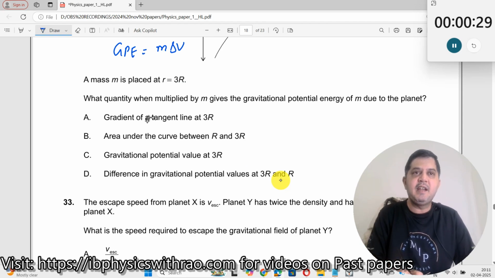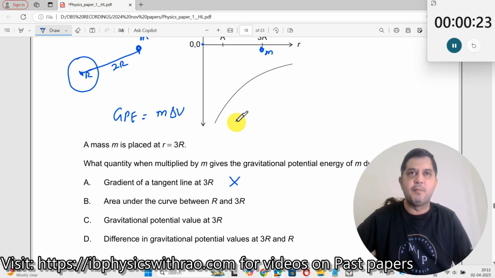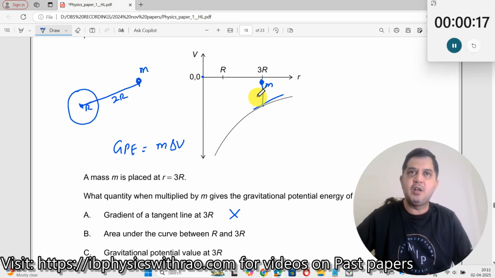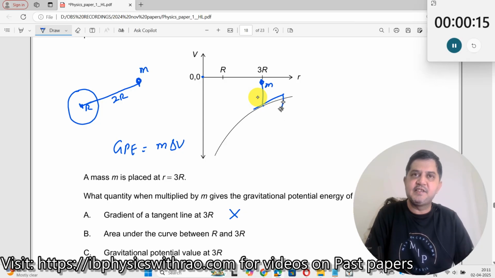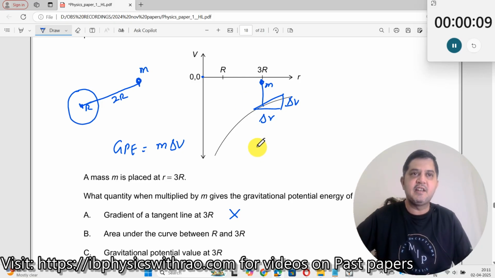Options. Gradient of a straight line at 3r, definitely no. Gradient means what? Slope, right? If I take the slope at any point, it will be a ratio of changes in y-axis divided by changes in x-axis. This is not the answer. So definitely it is not delta v by delta r, because it's just m multiplied by delta v. He is asking what this quantity is to be written there.